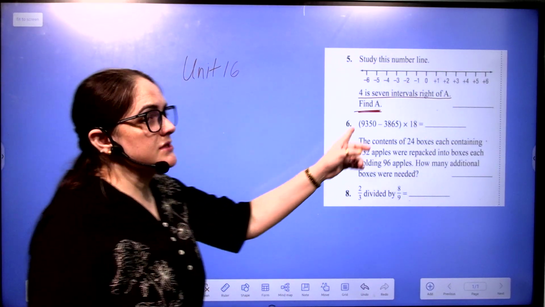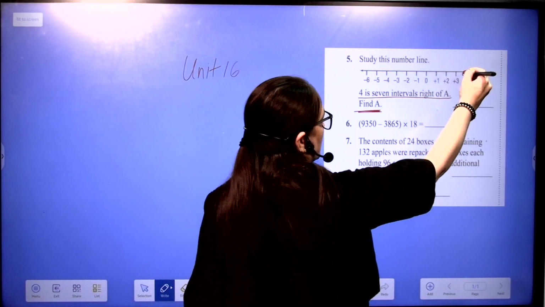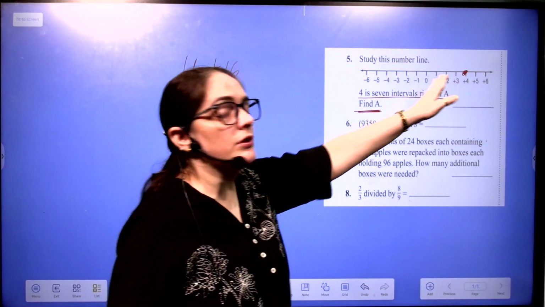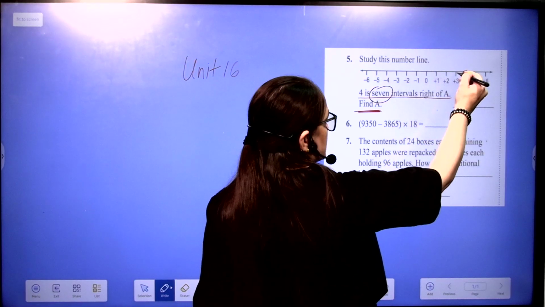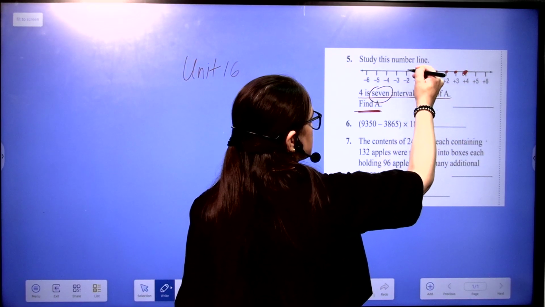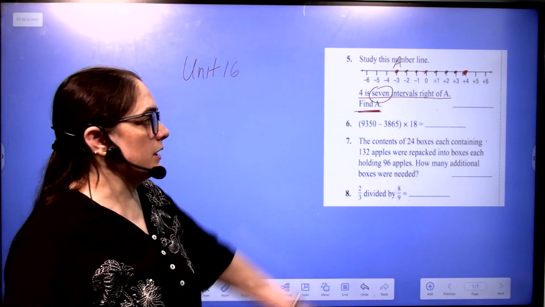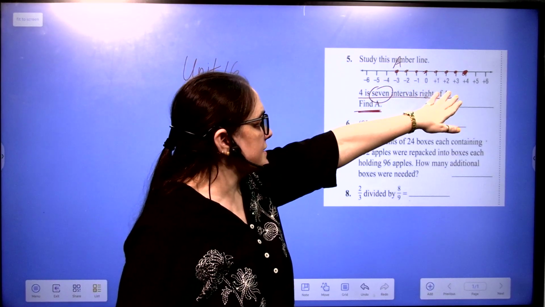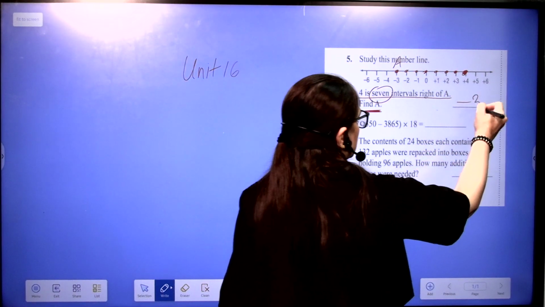So if I just use the same number line, you will see 4 is here, okay, and 4 has to be to the right of A. That means A has to be to the left of 4 and it has to be 7 steps left. So let's count 1 step, 2, 3, 4, 5, 6, 7. So this should be my value of A. Okay, so A is negative 3 and 4 is 7 intervals right of negative 3. Okay, so that's negative 3.